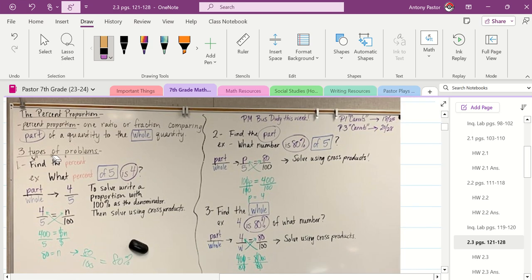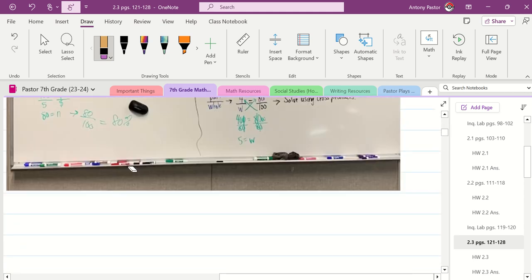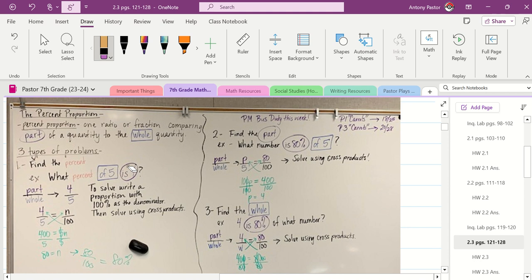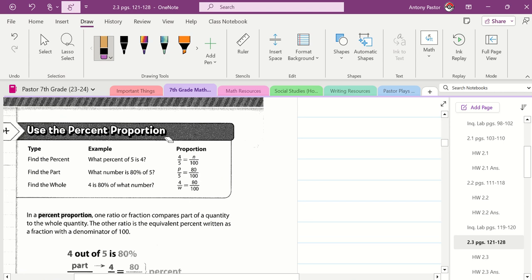So remember, we need to have the definition of percent proportion. The types of proportion, remember when we're missing the percentage, we're missing the part, or we are missing the whole. Those are the 3 types. And then how to write them out. Again, I would highly suggest, if you're not fully understanding, write out this chart in your notes so you remember.